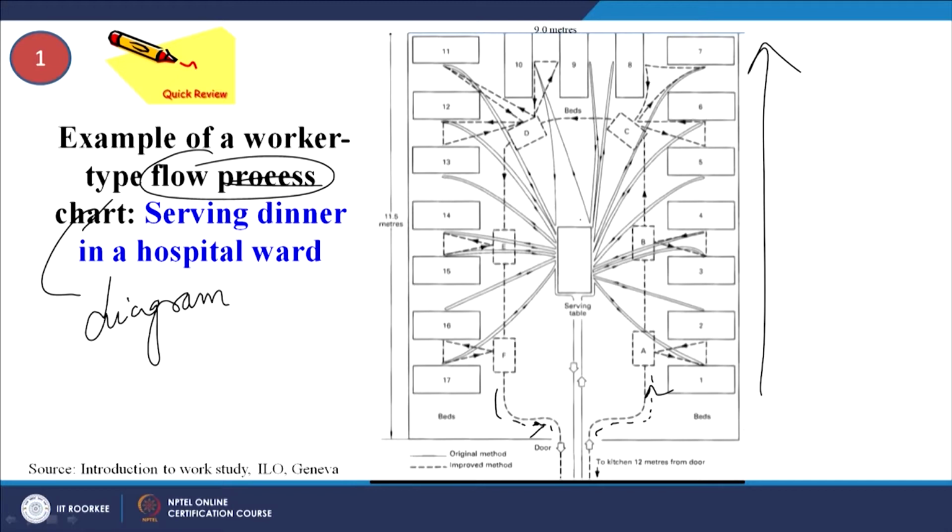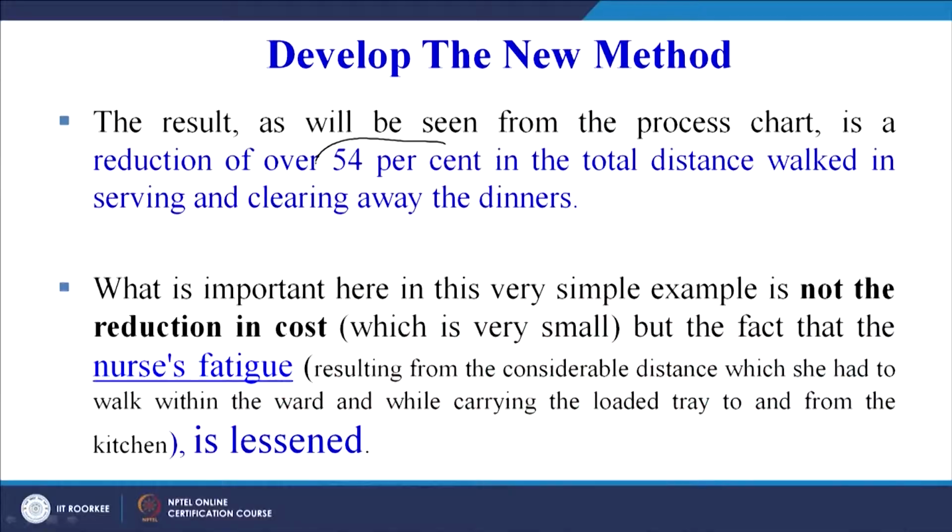Whereas initially there was a central table where the food was kept and it was served to all the 17 patients on 17 beds. So it leads to a lot of savings. The result, as will be seen from the process chart, is a reduction of 54% in the total distance walked. So 54% is the improvement, 54% less distance she has to walk. What is important here in this very simple example is not the reduction in cost, which is very small, but the fact that the nurse's fatigue.